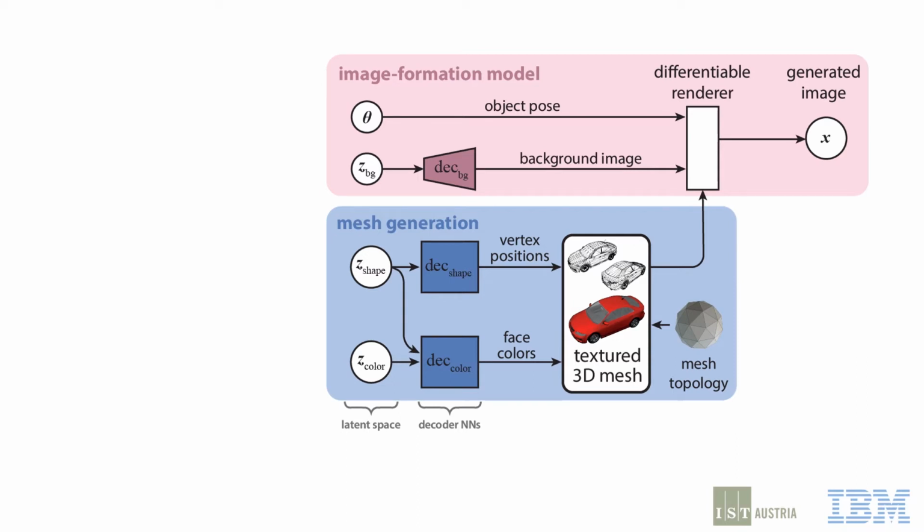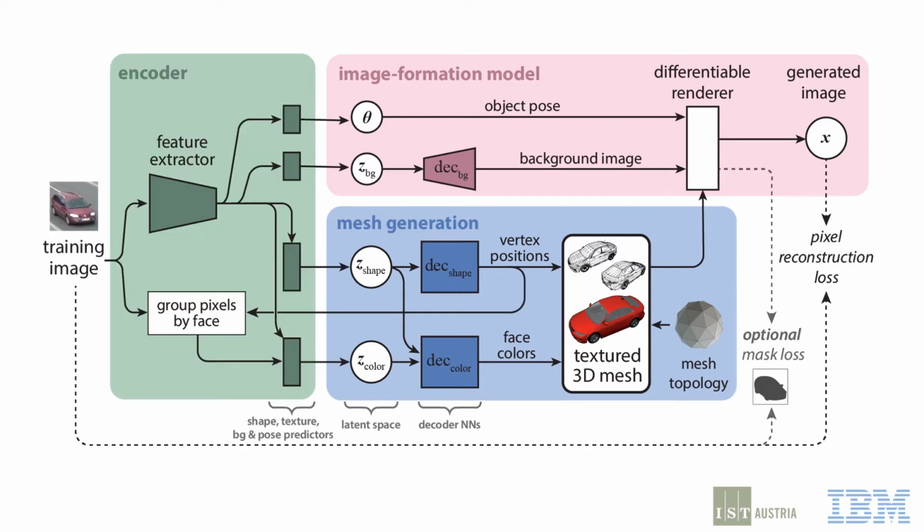We train this model like a variational autoencoder. That is, we add an encoder CNN that predicts the latent variables which explain a given image. Then we optimize the encoder and decoders together end to end. We maximize a variational bound on the training data likelihood. This loss requires that the rendered image match the original and that the latent variables match the Gaussian priors we impose on them.